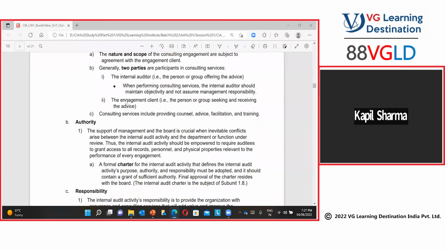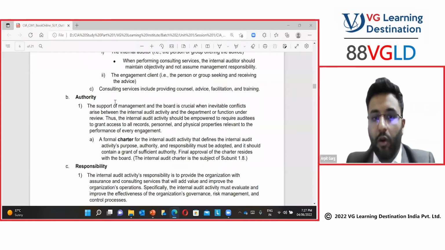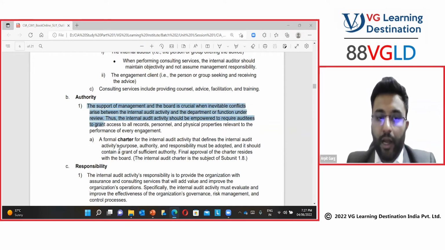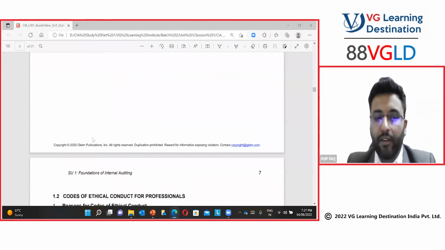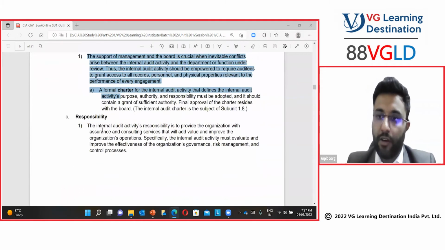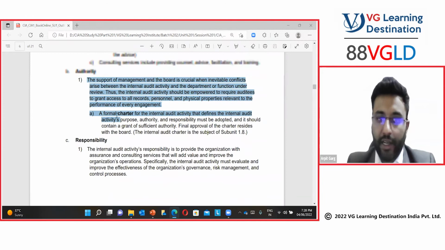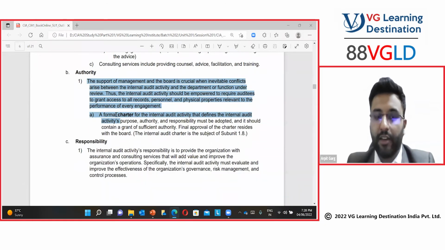Great. So now moving on to the next one, which is authority. And this is again a very, very important aspect. After this, we'll take a quick break, folks. After this coverage on authority and responsibility, we'll take a 15 minutes break and then we'll resume. So can I have a volunteer in and can I have everyone in? Because this is again very, very important.